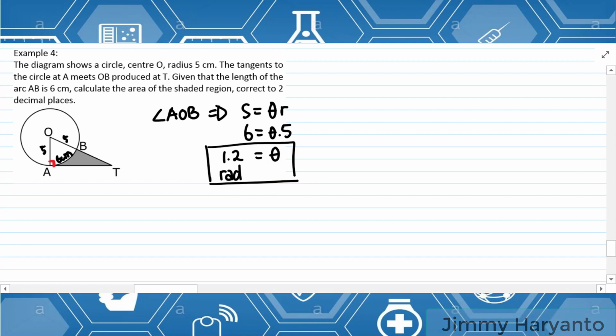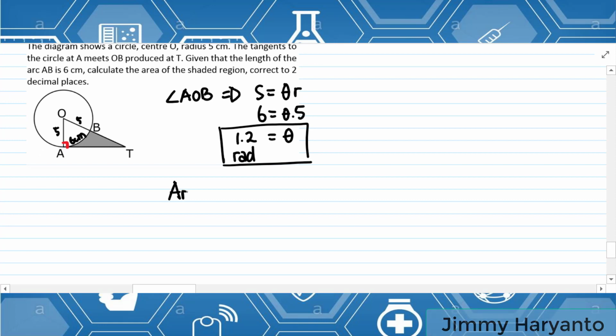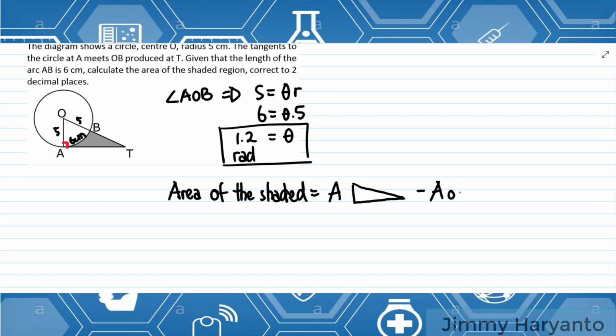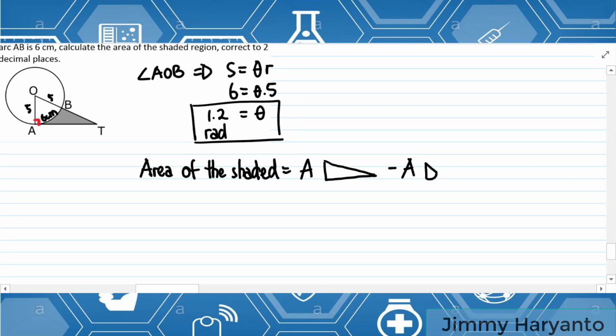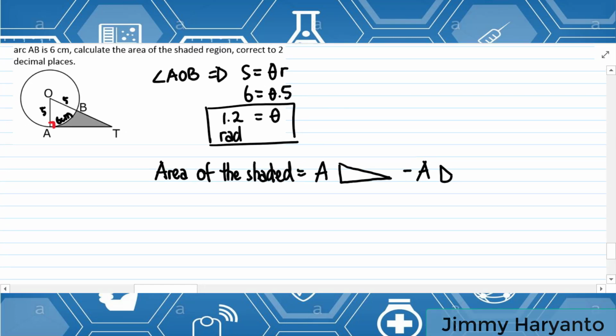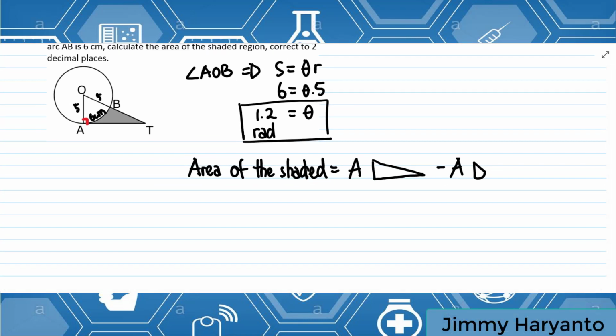Okay, after we get this theta, the question wants us to find the area. So the area of the shaded part will be, I think we can calculate it like this: the area of the triangle minus the area of the sector. Now we have to find the area of the triangle, but we don't know the base of the triangle yet. We can calculate it using trigonometry, guys.